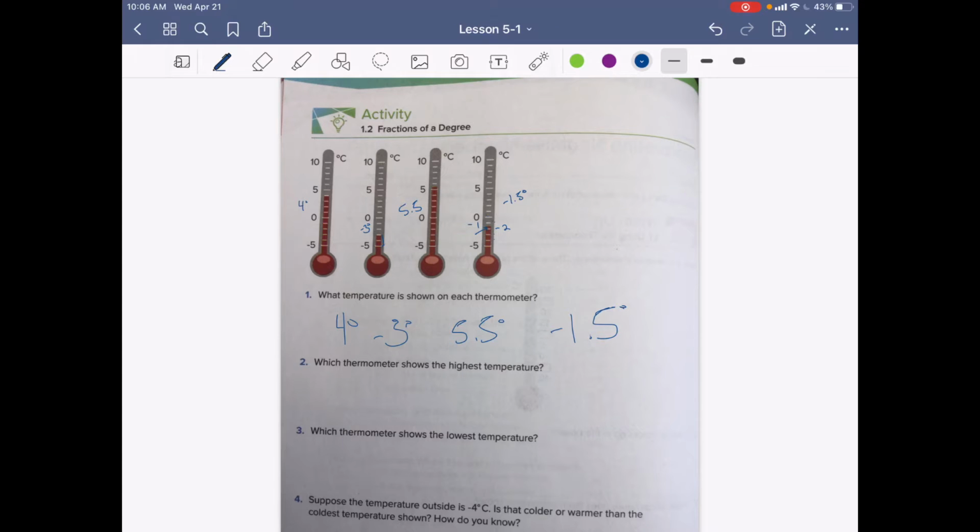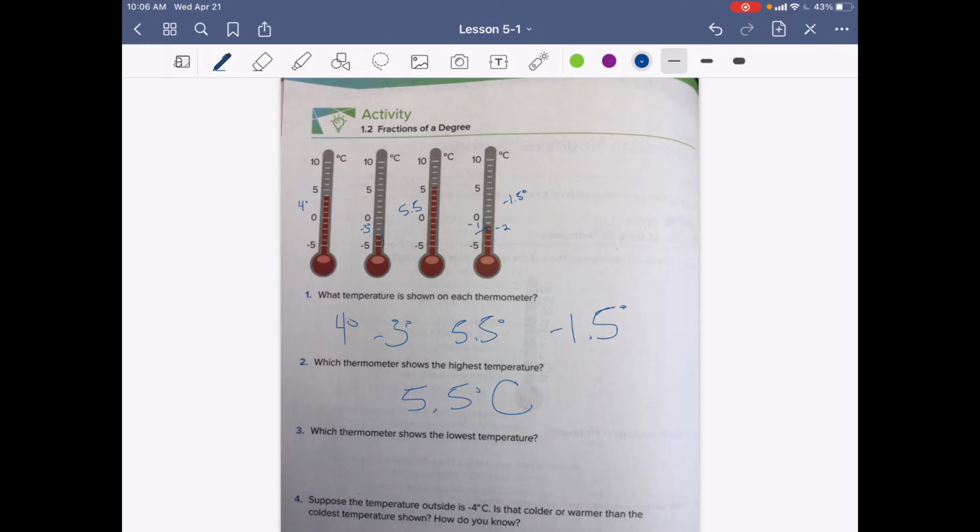So which thermometer shows the highest temperature? Or which one is the warmest? It's going to be the one that's warmer. It's got that higher temperature. So which one are we looking at? Yeah, that's right. We would be looking at this third thermometer. The thermometer that has 5.5 degrees.